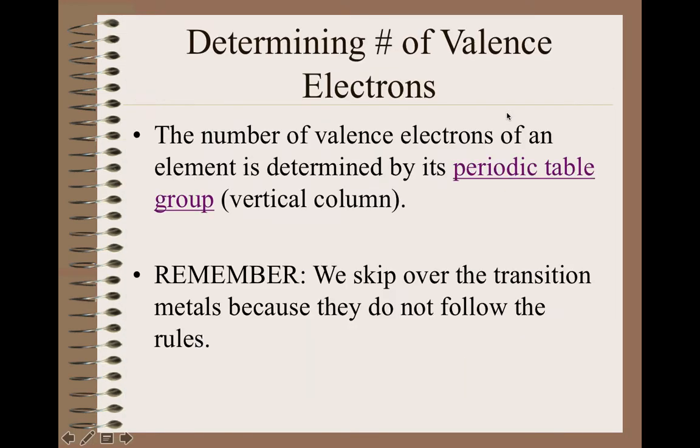For now, we're going to make it a little easier. Okay, so right now, I would like for you to pause this and get out your periodic tables if you haven't already, because you're going to add some things to it as we go through this. So, the number of valence electrons of an element is determined by its periodic table group or family.